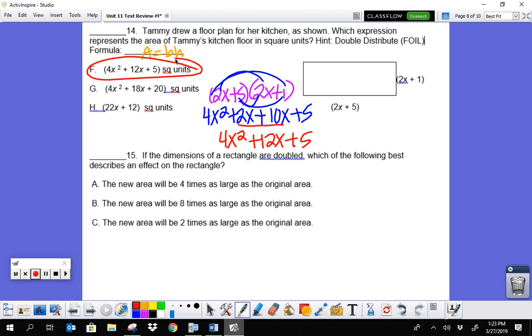Number 15, if the dimensions of a rectangle are doubled, which of the following best describes an effect on the rectangle? Okay, and if you look at the answer choices, it's talking about area. And what we saw is that the trend for dimensions changing is that whatever happens to the dimensions, so here they're being doubled, if it's asking about area and I square that, that's going to be the effect on my area. Just think about area as units squared. So here I want to take what happened to the units and I want to square it. Okay, so 2 squared is 4, which means the new area will be 4 times as large as the original.